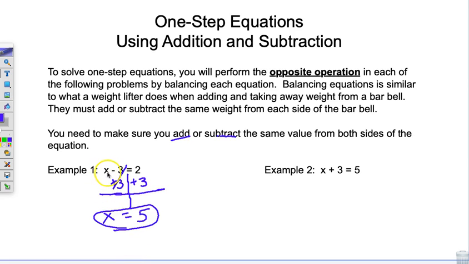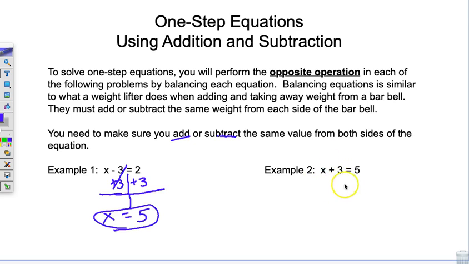Now a lot of you probably knew that. You knew that 5 take away 3 is 2, but this is how to show your work using algebra. So let's try another example, and really the only way you're going to get better at this is just by practicing. So it does take a while, so try not to get frustrated.